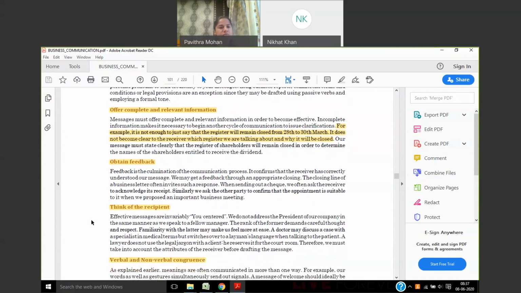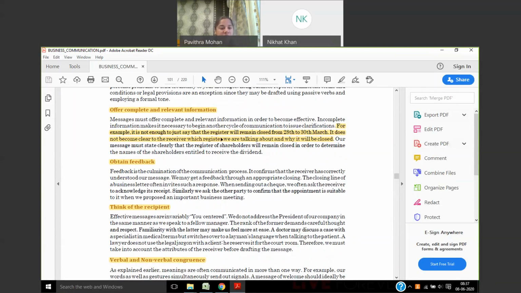Then you have: offer complete and relevant information. That's what we covered in the principle of completeness. When I'm giving information, kindly ensure the complete information is provided. For example, it is not enough just to say that the receiver register will remain closed from 20th to 30th March.